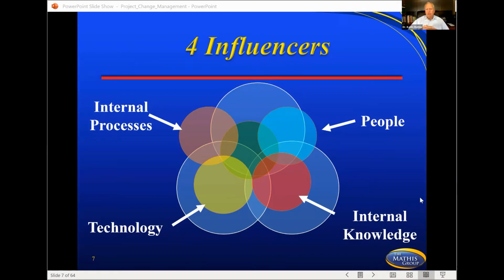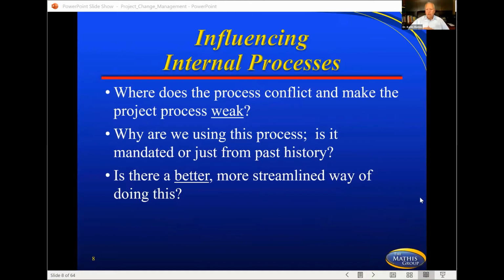Now, influencing internal processes, here are some questions to consider. Where does the process conflict and make the project process weak? Why are we using this process? Is it mandated or just from past history? And is there a better, more streamlined way of doing this?